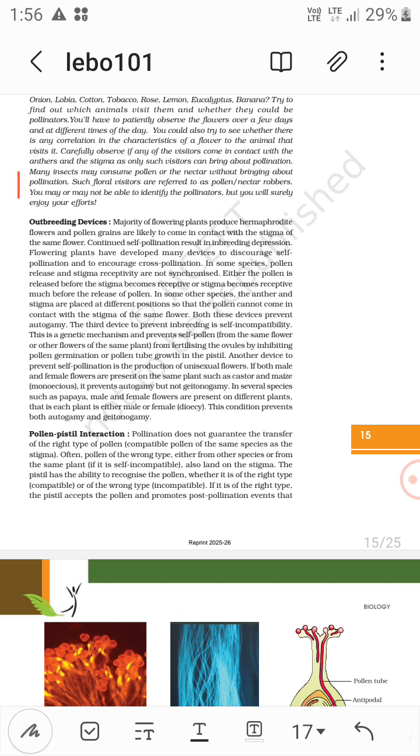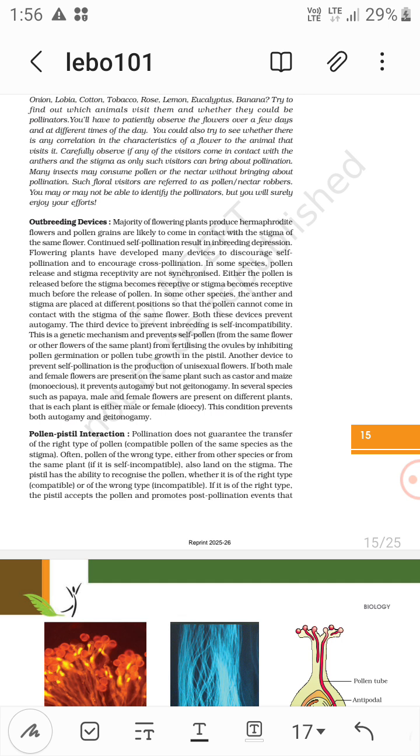So continued self pollination results in inbreeding depression. If there is no cross pollination and self pollination keeps on continuing, it results in inbreeding depression. Flowering plants have developed many devices to discourage self pollination, because we want to bring some variation for the evolution.